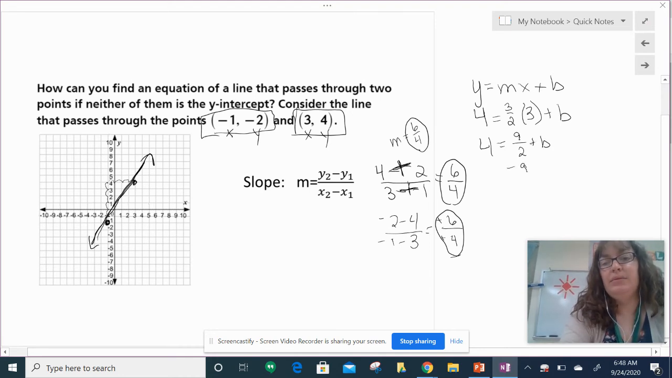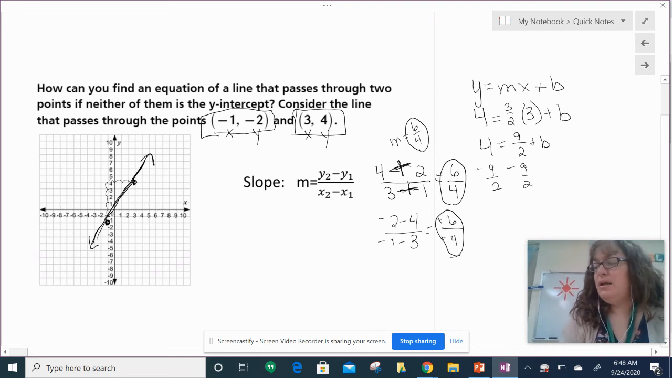To solve that, I'm going to subtract 9 halves from each side. And when I do that, I end up with -0.5.